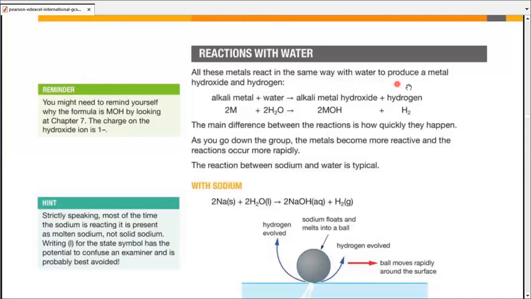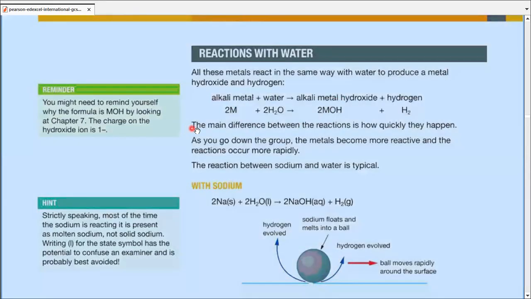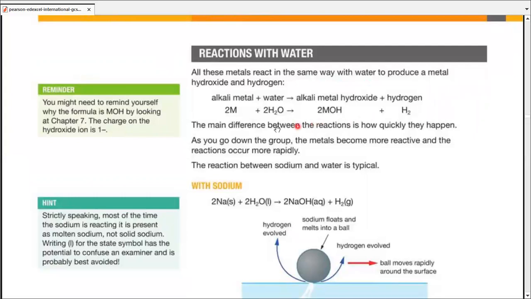All the metals react in the same way with water to produce a metal hydroxide and hydrogen. But that's not it, that they react in the same ways. There are no difference in the reactions. The main difference between the reactions is how quickly that happens. So to denote the metal, they are using M, and consequently, they are denoting the metal hydroxide with MOH. So the rest of the equation always remains the same. Replace this M with whichever metal you are talking about, and the entire equation would form in a similar way.